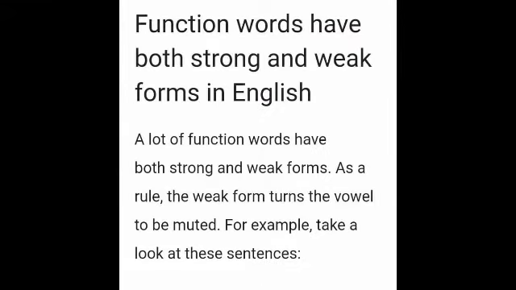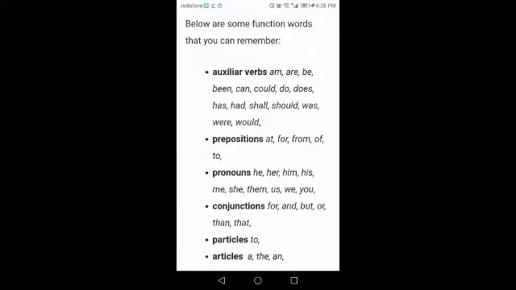Function words have both strong and weak forms in English. A lot of function words have both strong and weak forms. As a rule, the weak form turns the vowel to be muted. For example, take a look at this sentence. Below are some function words that you can remember.